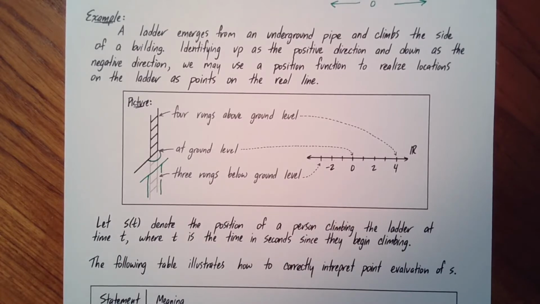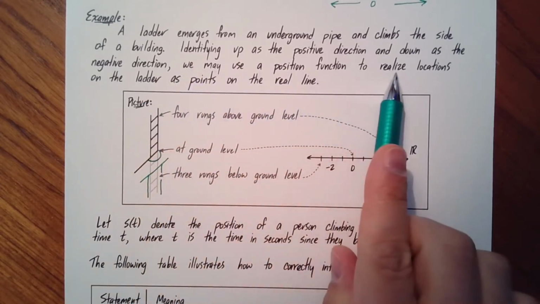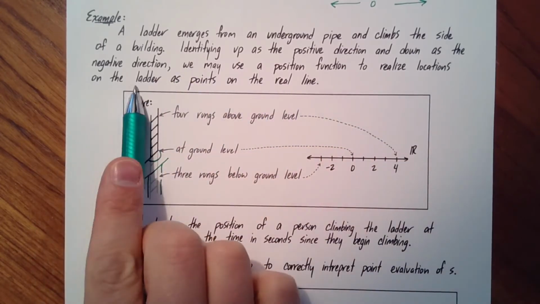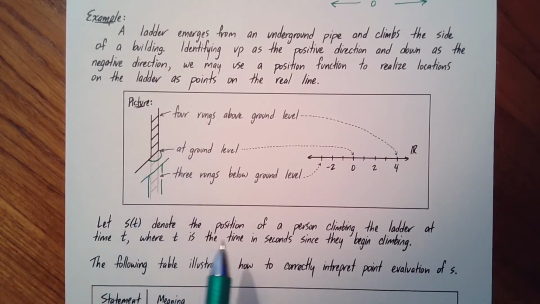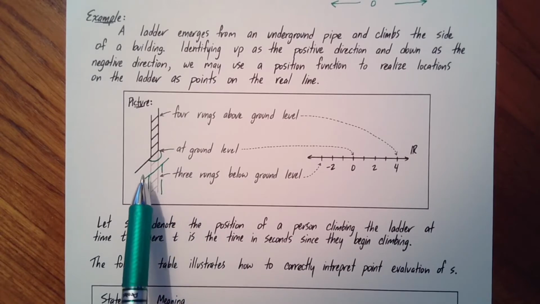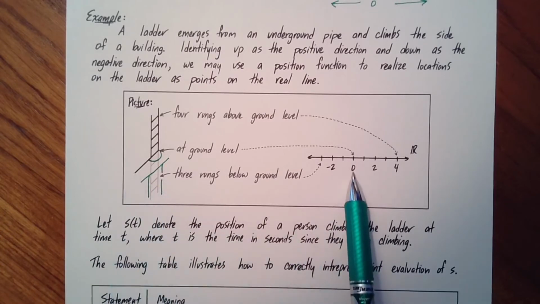That discussion should be present in any model where you set up a position function. But let's keep going. So we may use a position function to realize locations on the ladder as points on the real line. Okay, and that's kind of just what I just said, so there's nothing new there. Now the position function actually won't be discussed until after this diagram. I just want to go through what's on this diagram at the moment. So remember I said there's some natural point usually on your one dimension of motion where you can identify that point with the number 0 on the real line.